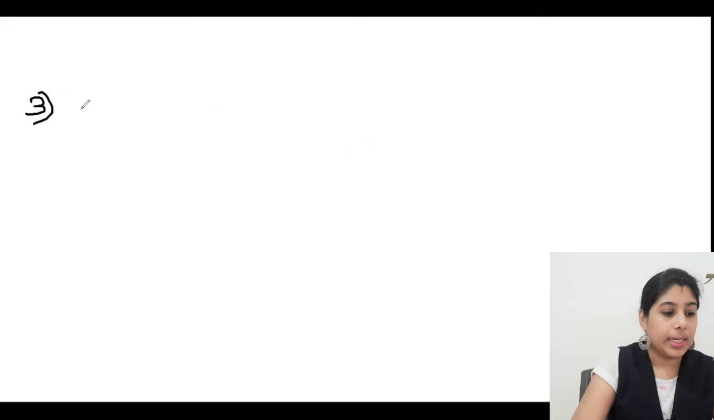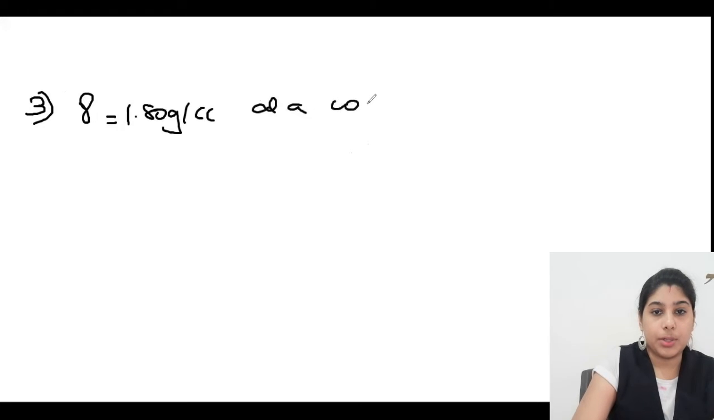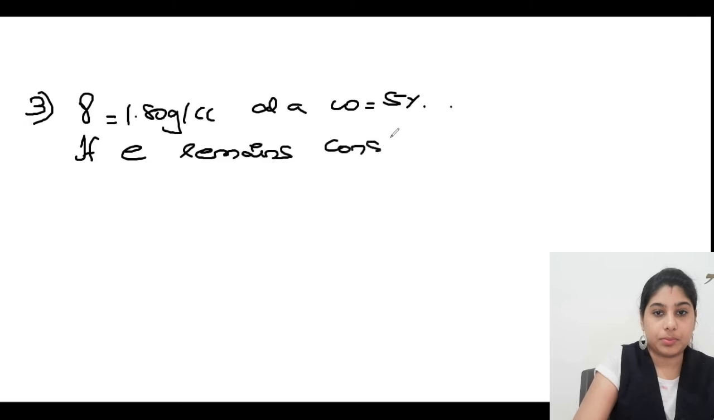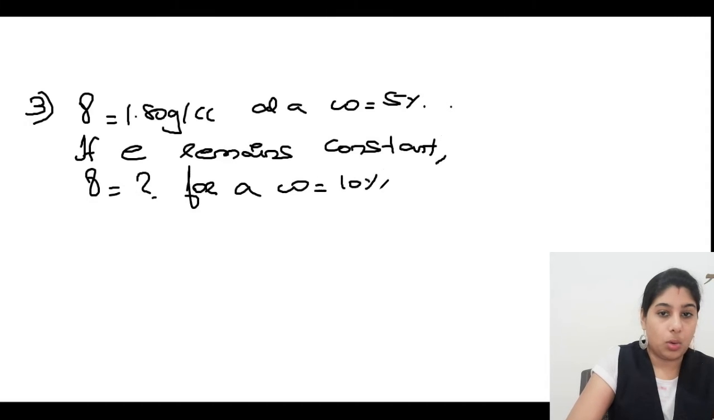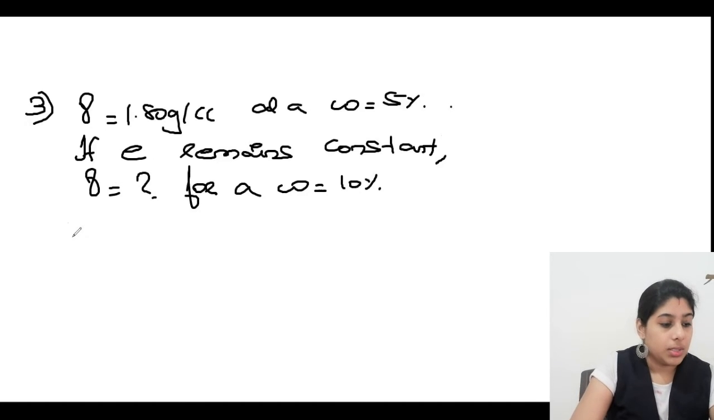A soil has a bulk density of 1.80 gram per cc at a water content of 5%. If void ratio remains constant, what is the bulk density for a water content of 10%? That we need to know. So, what is the equation we can use for this?